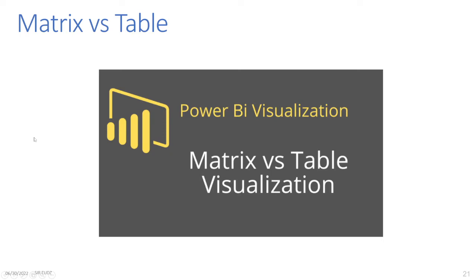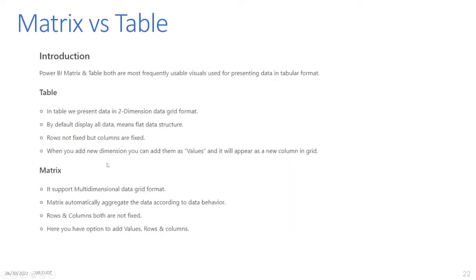Then we have matrix versus table. So matrix versus table visualization. Introduction, Power BI matrix and table both are most frequently used visuals for presenting data in tabular format. So in table we present data in two-dimension data grid format. By default, display all data means flat data structure.